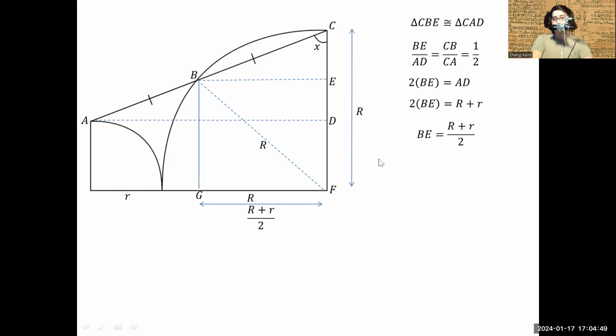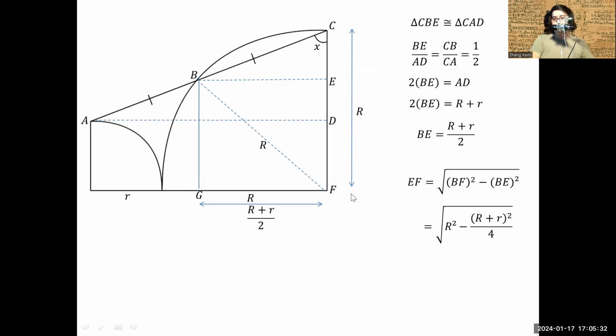Now we can apply the Pythagorean theorem. We can find the length of EF to be the square root of BF squared minus BE squared, because we are looking at triangle BEF, which is a right triangle. EF is this length, BF is capital R, the radius of the big quadrant, and BE is what we have established earlier, capital R plus small r over 2.